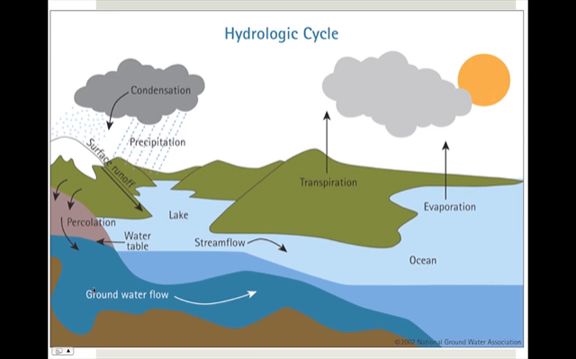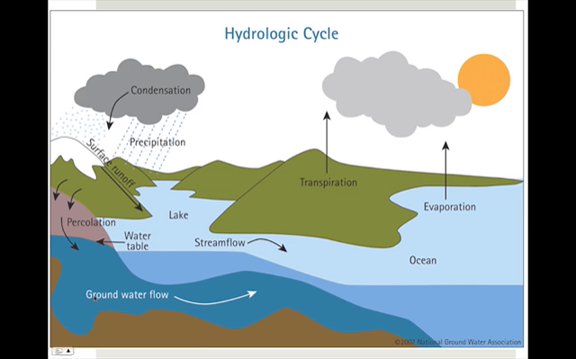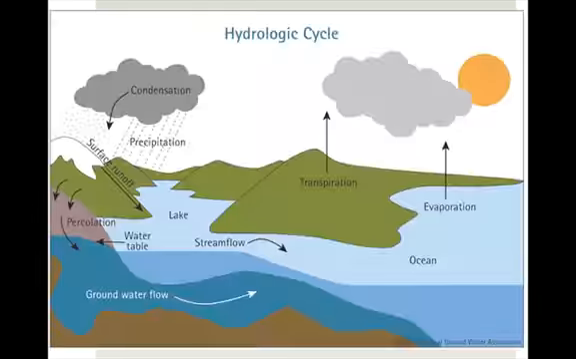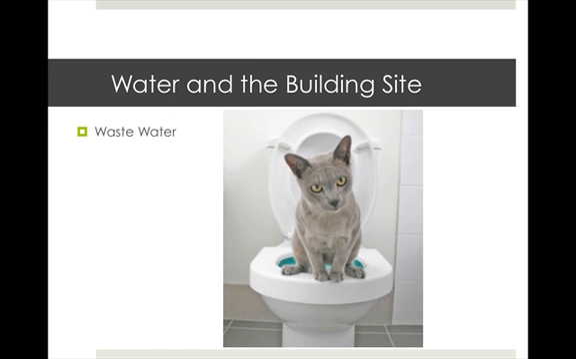So in addition to precipitation, the groundwater, the amount of groundwater, the availability of groundwater will also affect your building site. Potable water, which is drinking water, clean water, and also finally wastewater. So how do you rid the building of waste, and how do you take that water and get it to where it needs to go to be treated?